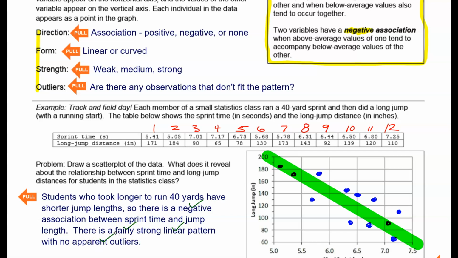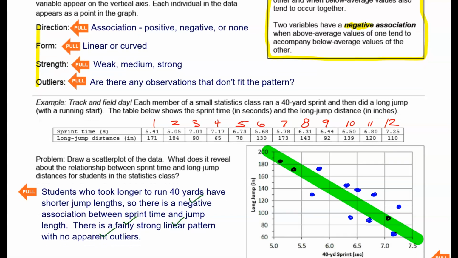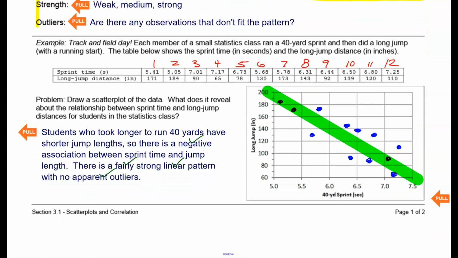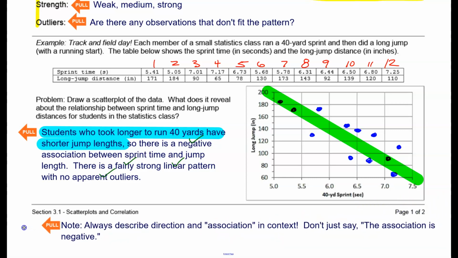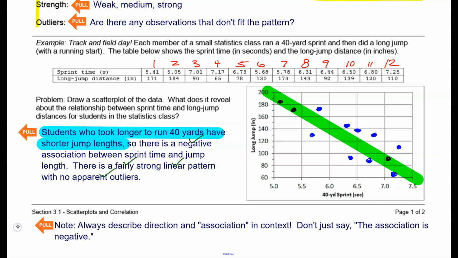I sure did. The one other thing I want to address here is I want you to notice how I structured my first sentence. So I said students who took longer to run 40 yards have shorter jump lengths. That's called describing association in context. You should always describe direction association in context. Don't just say the association is negative. You must describe it in the context of the problem.